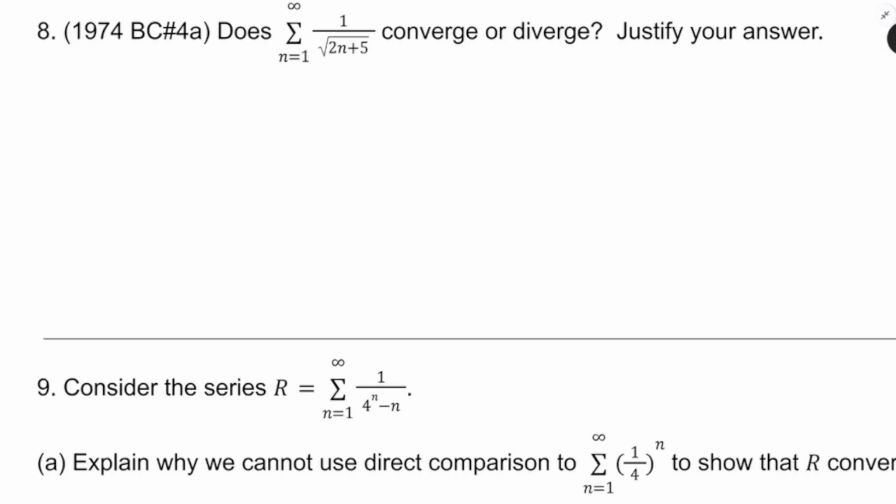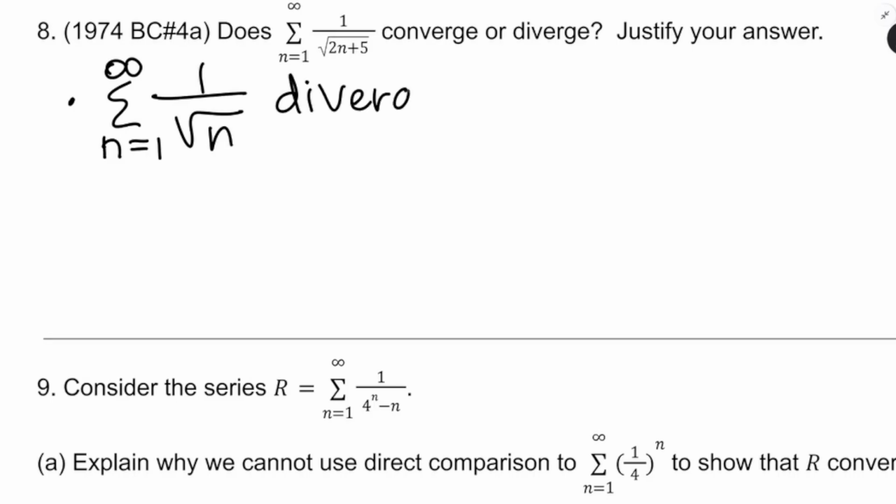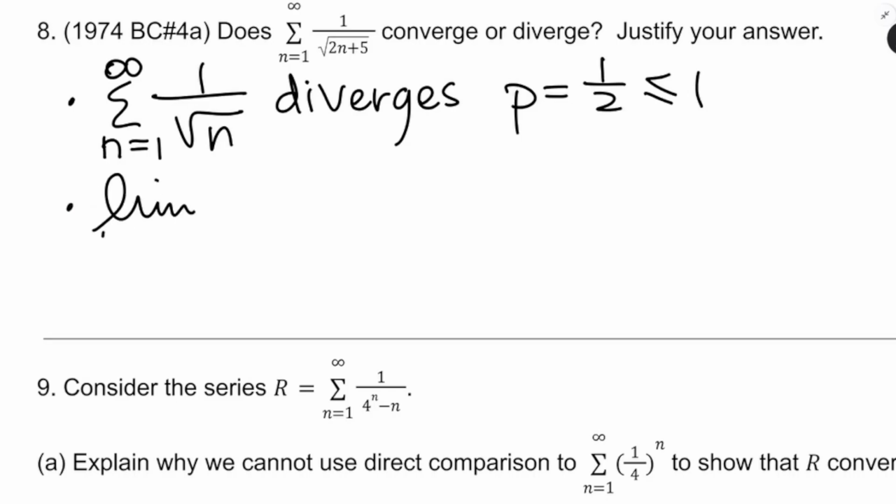This one is one part of a free response question from 1974. Does this one converge or diverge? Justify your answer. So we can use the limit comparison test on this one. I know that the sum from n equals 1 up to infinity of 1 over square root n diverges by the p-series test, since p is not greater than 1. Then I can do some limit work.